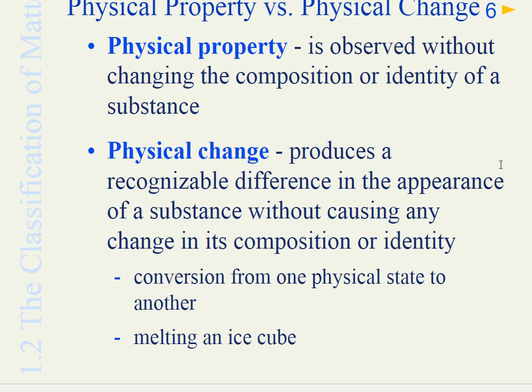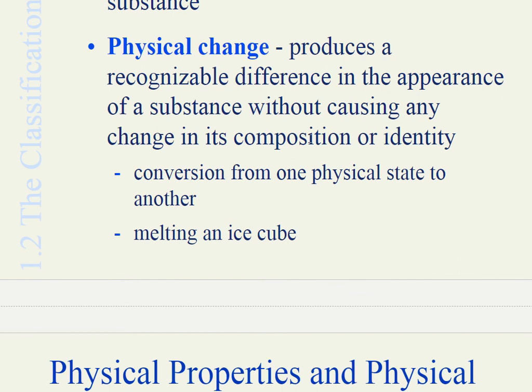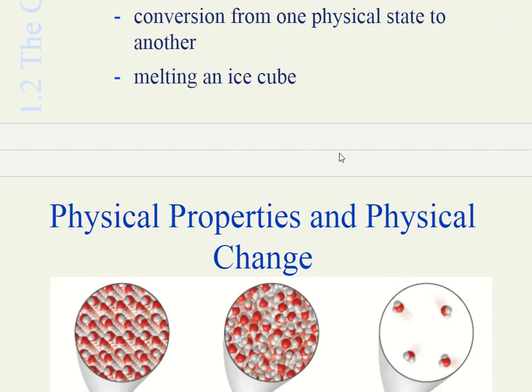And whenever we try to measure a physical property, we may cause a change, and that change would be a physical change. A physical change produces a recognizable difference in the appearance of a substance without causing any change in its composition or identity. So when we converted liquid water to ice or liquid water to water vapor, that was a physical change. It was not a chemical change. Okay? So that's the physical property and physical change.